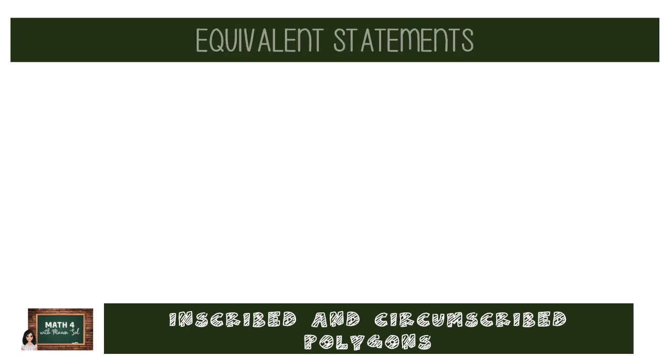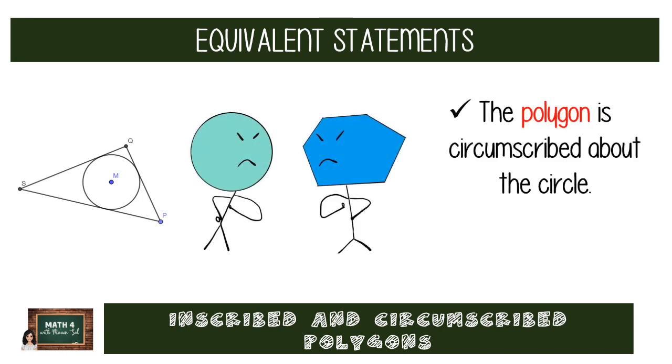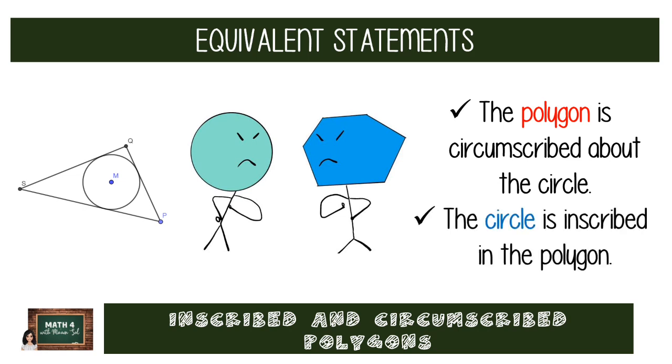We can also derive two equivalent statements from this. We can say that a polygon is circumscribed about the circle, or it is around the circle. It is equivalent to saying that the circle is inscribed or inside the polygon.